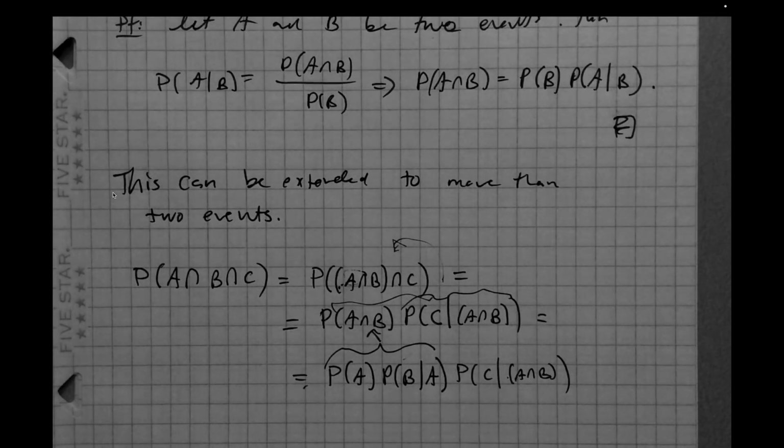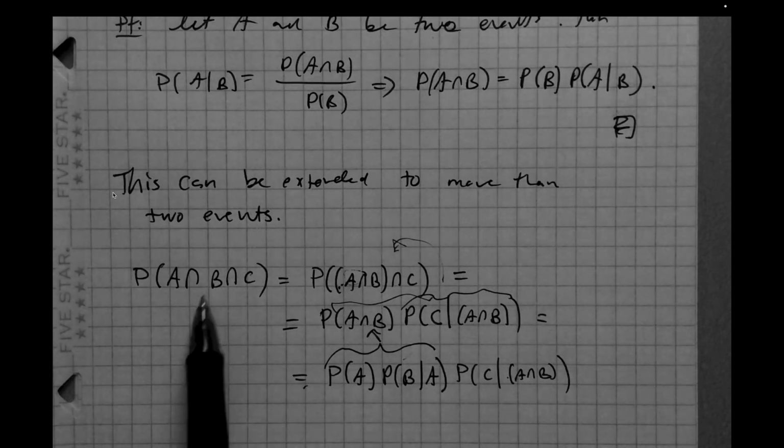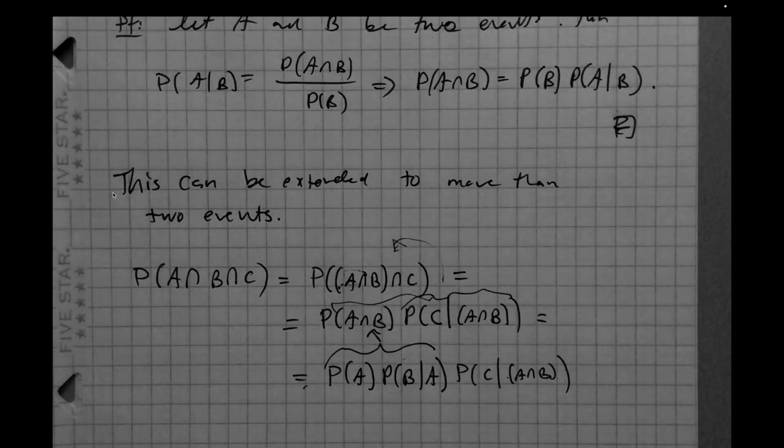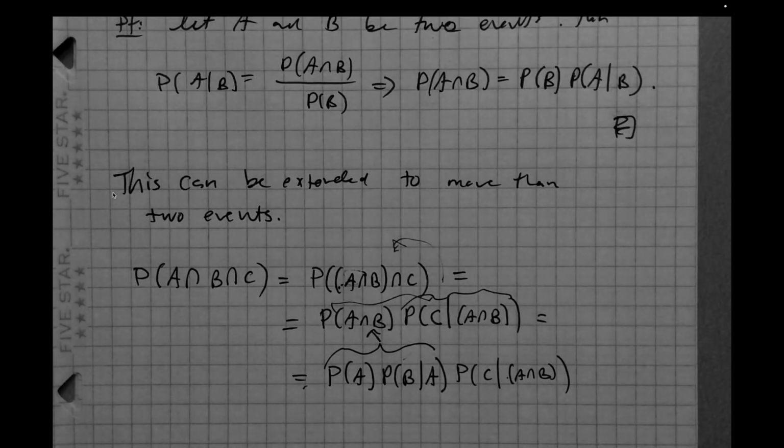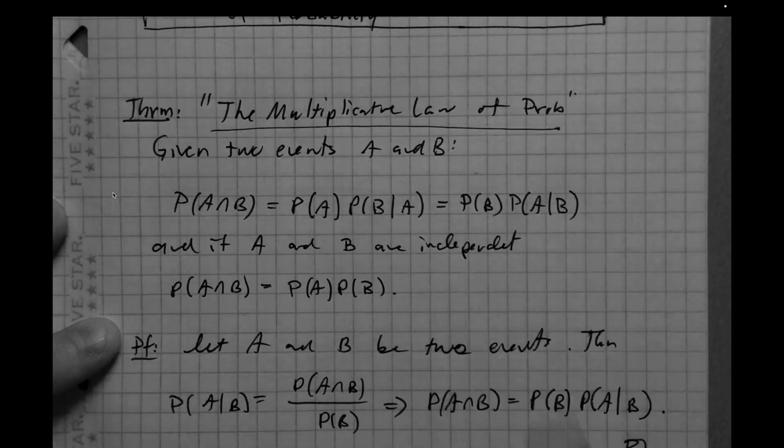So you can kind of daisy chain these together, and then of course, if you had a fourth event in the intersection, you could just follow this pattern and extend it indefinitely. Okay, so that's nice to know. You just have to think through this pattern, but it's relatively straightforward if you just take the events and think of them two at a time and keep breaking them apart. So that's the multiplicative law of probability.